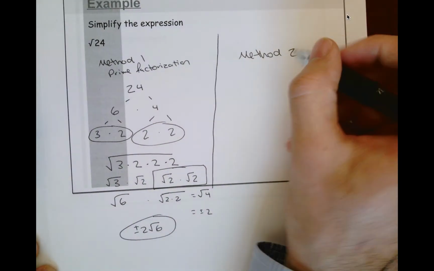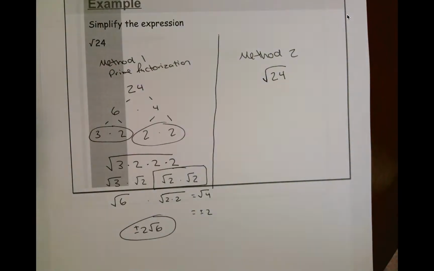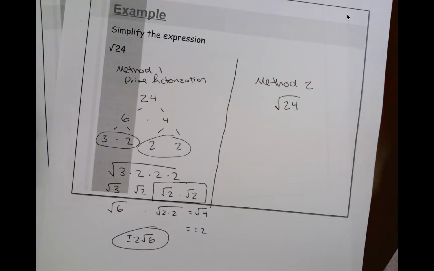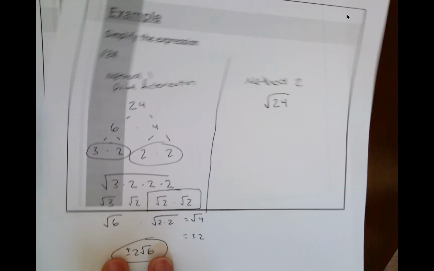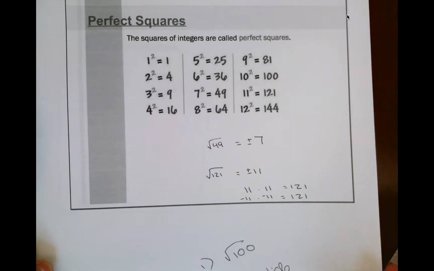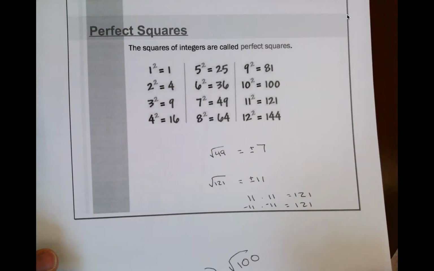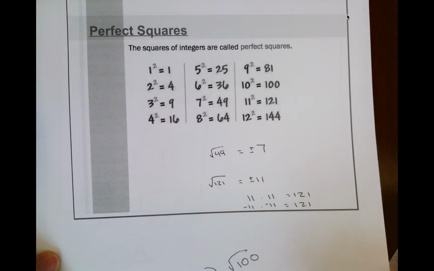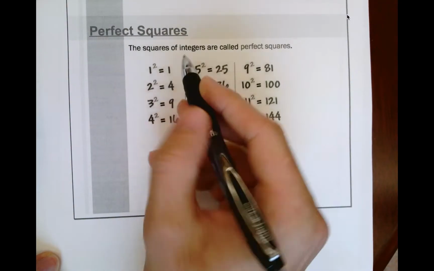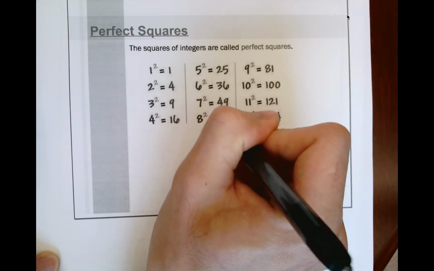What I can also do with square root of 24 is look across that reference sheet that is on your guided notes, perfect squares. What I can use here then is to look at 24 and say, all right, which one of these numbers is a factor of 24? As I go up, which of these numbers is a factor of 24?